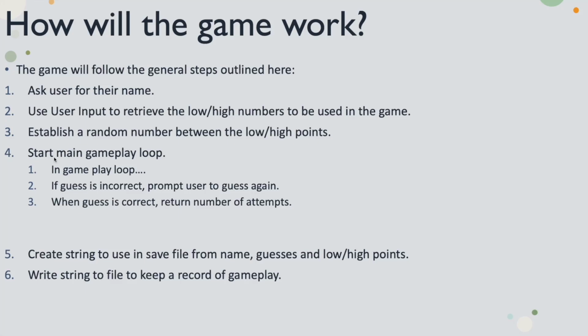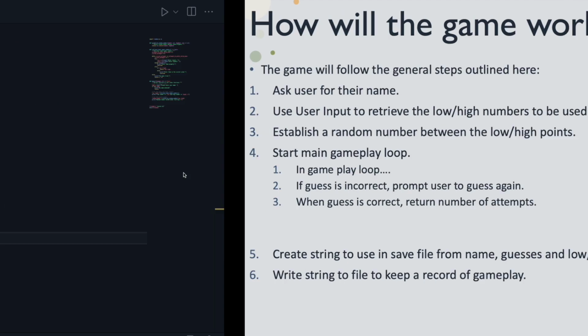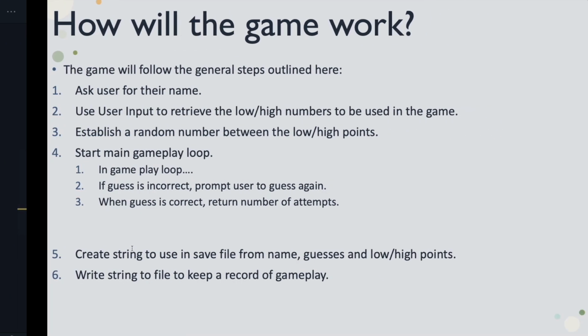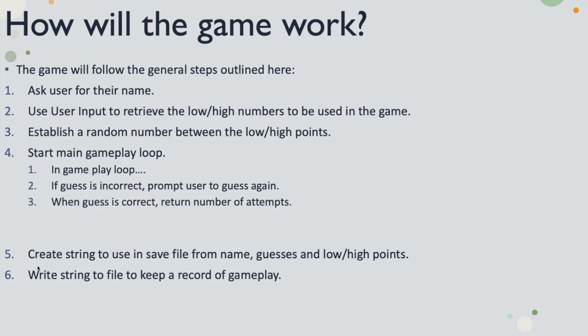In this session we're going to be finishing off our game. In the previous one we looked at points 2 and 3, so we effectively allowed our user to establish a random number between 2 points. So in this code here, in my main function, we called the establish random number function, passing in low and high. This then created a random number which was defined here, and that was the point where we finished the previous video. So in this session, we're going to be doing points 4, 5 and 6.